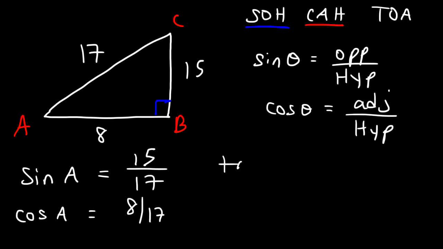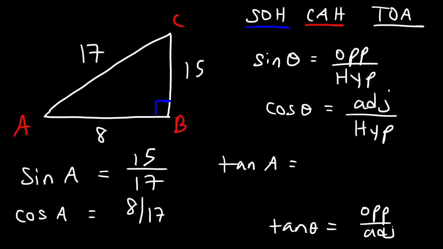Now, what about tangent of A? Tangent theta, based on SOHCAHTOA, is the opposite side divided by the adjacent side. So opposite to A, we said it's 15. Adjacent to A is 8. So it's 15 divided by 8.